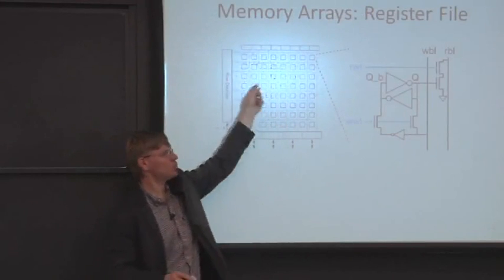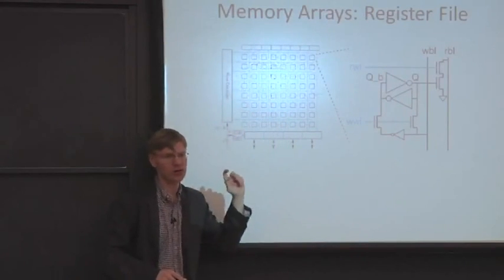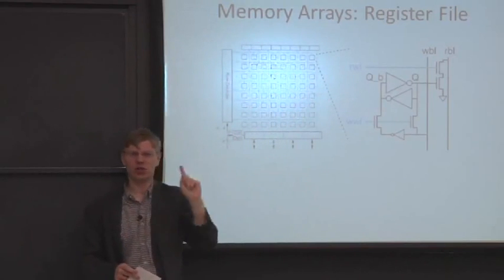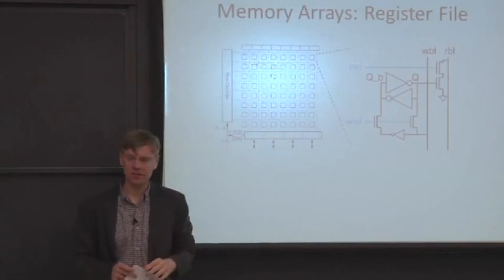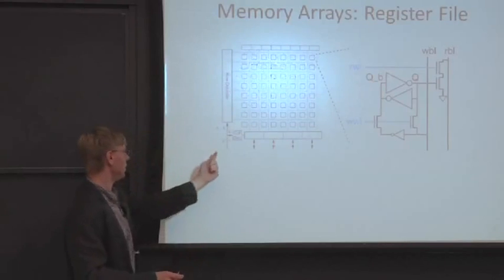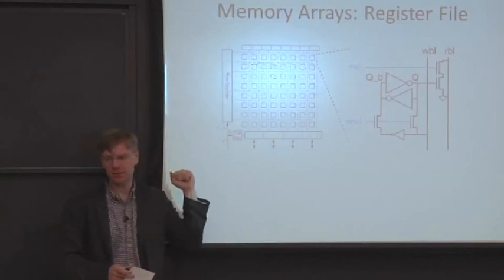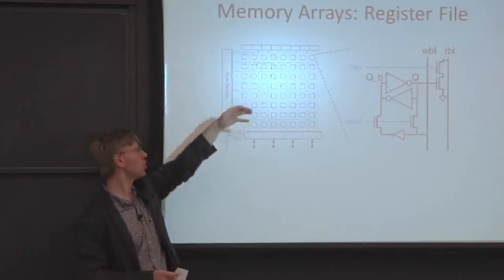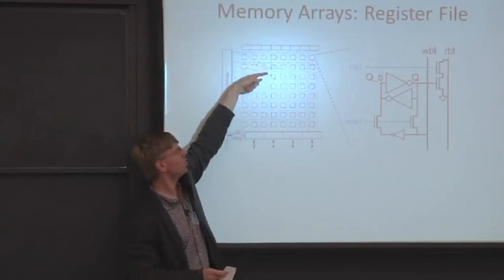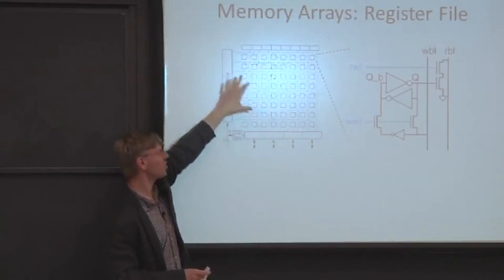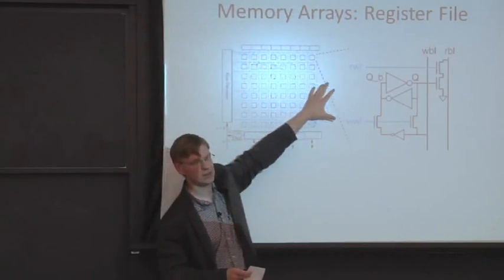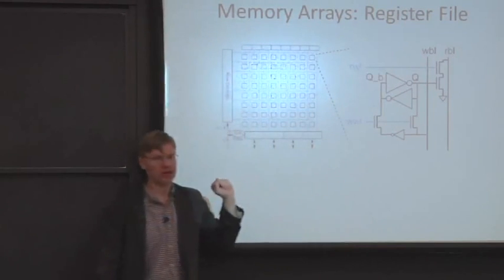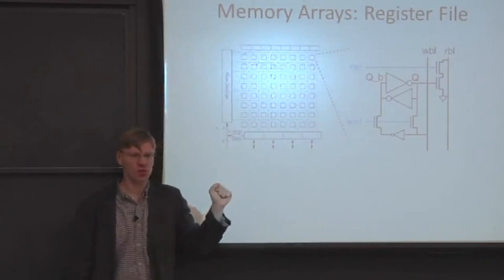So here we have an example array. It's a square. And each of these little boxes is a single storage element bit cell. And the address comes in here. And that goes up into a row decoder, which will turn on one of these wires at a time. And these are called word lines. And we'll have both read word lines and write word lines. And this is still just for a register file.